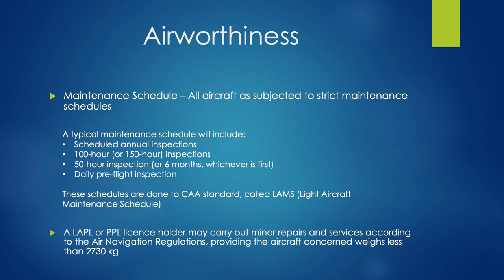These schedules are done via the CAA, so they make the recommendation of when and how often an aircraft should be maintained. So a LAPL or a PPL license holder may carry out minor repairs and services according to the air navigation regulations, providing the aircraft concerned weighs less than 2,730 kilograms. So minor repairs are generally just changing the oil and any main cosmetic things that aren't going to affect the structural integrity of the aircraft itself or damage the aircraft in such a way that it may be a hazard. So it's just basic things that we can do with a license.